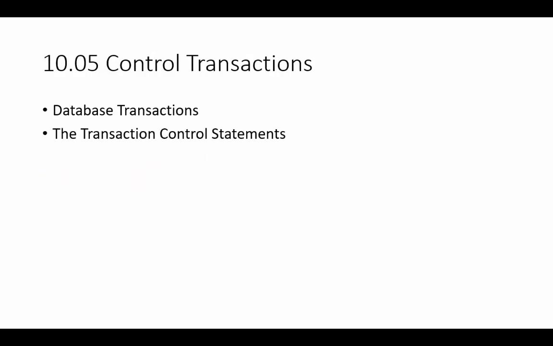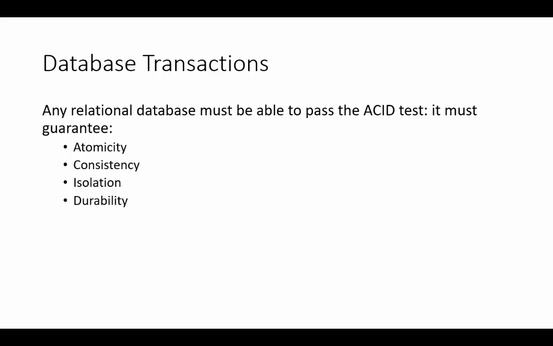Now we come to the control section, transactions. In this section, we're going to cover database transactions and the transaction control statements. Any relational database must be able to pass the ACID test. It must guarantee atomicity, consistency, isolation, and durability.